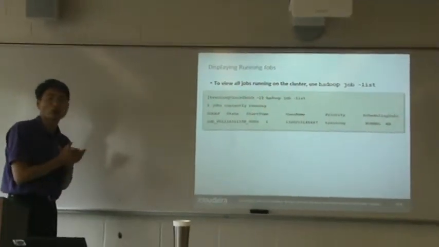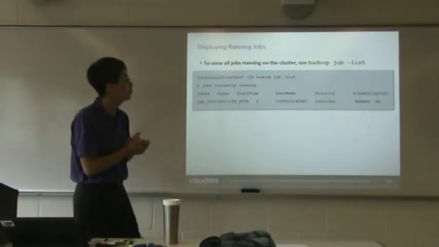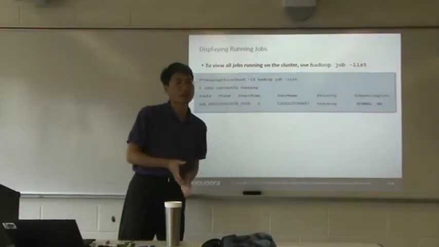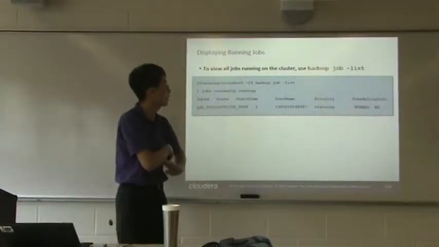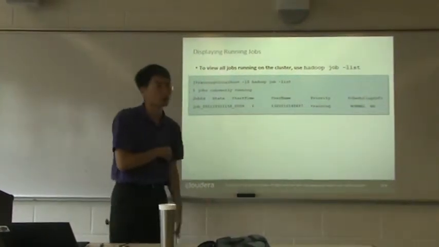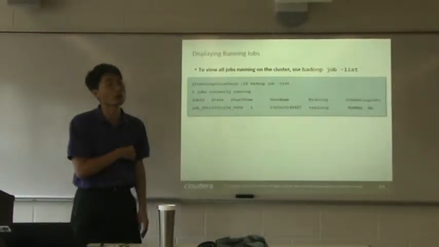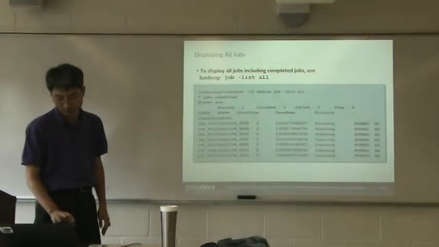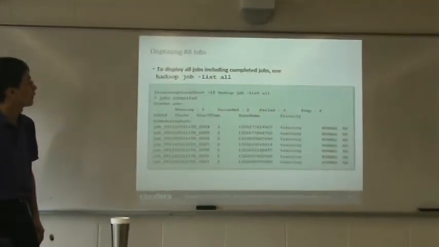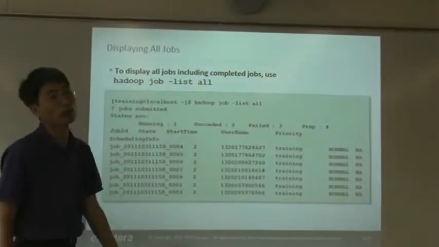So I think that you already did this command in your first exercise lab, hadoop job -list. So you can list all the jobs. Okay. This time there's a number over here. This one indicates whether the job is completed, running, terminated, or something like that. If you list all, it will list all the jobs, even including completed ones.